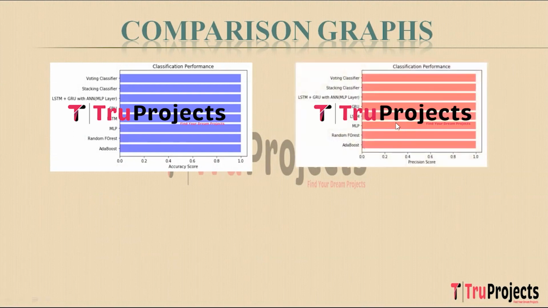This is precision comparison graph. In this graph on x-axis I have precision scores, and on y-axis I have algorithm names. So precision measures the accuracy of positive predictions, indicating how many predicted positives were actually correct.